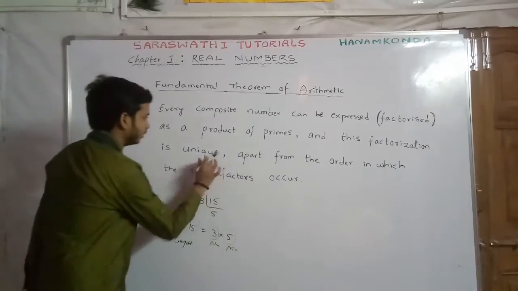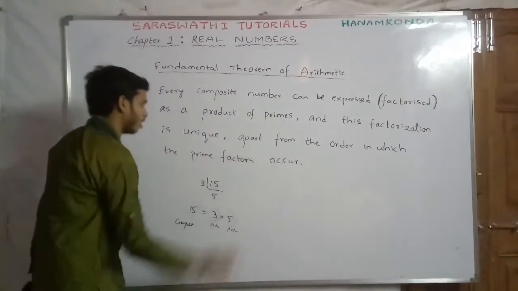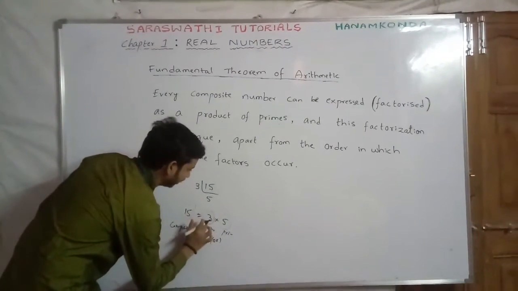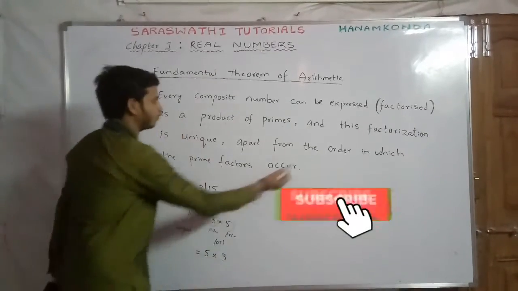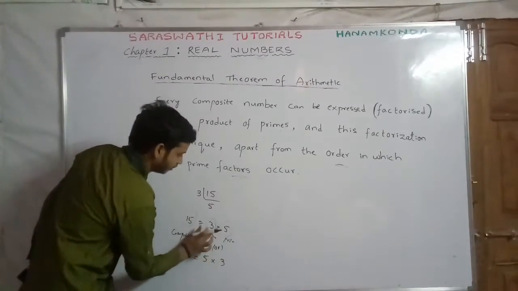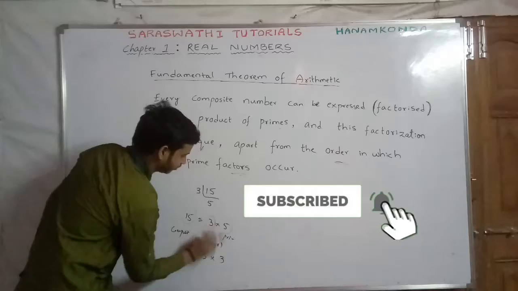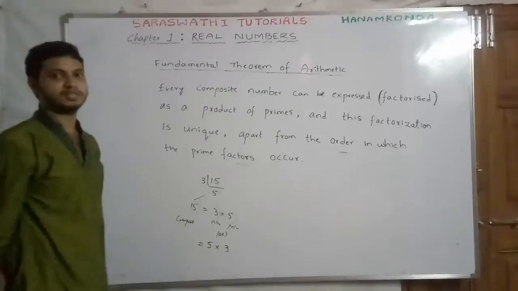According to the statement, the factorization is unique apart from the order in which the prime factors occur. That means 15 we can write as 3 into 5, or also as 5 into 3. Apart from the order, the prime factors may be interchanged, so the value does not get changed. So this is all about the theorem.